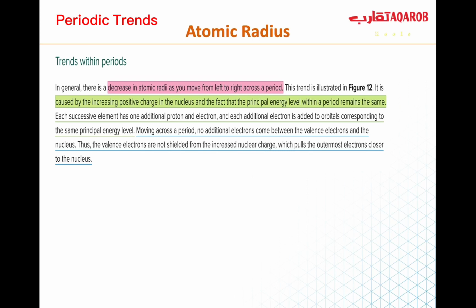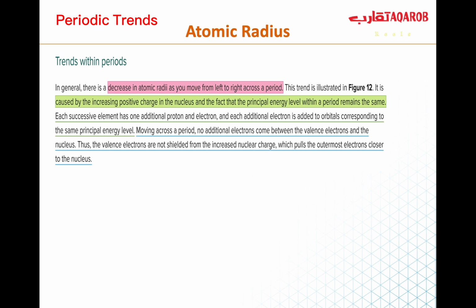Atomic radius: trend within periods. In general, there is a decrease in atomic radii as you move from left to right across the period. This trend is illustrated in Figure 12, as we will see. It is caused by the increasing positive charge in the nucleus and the fact that the principal energy level within a period remains the same.